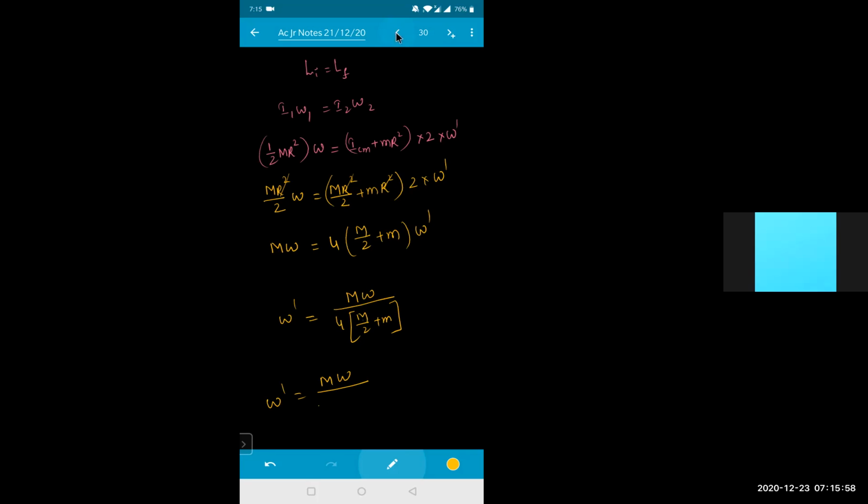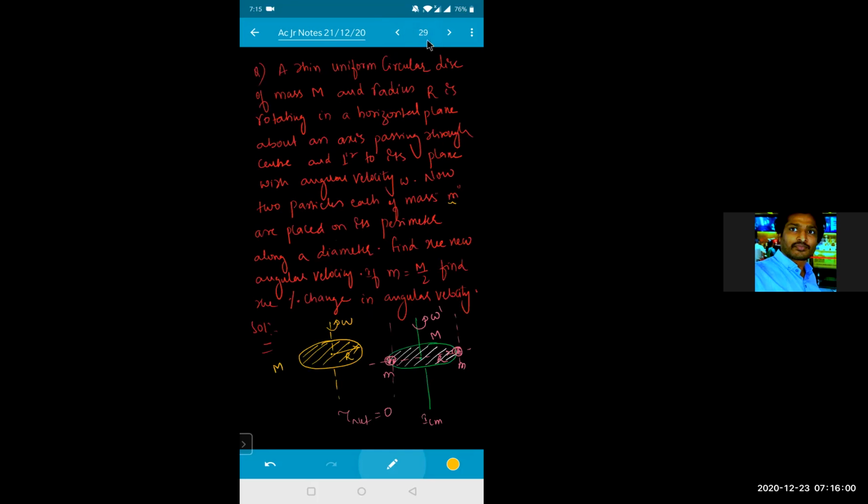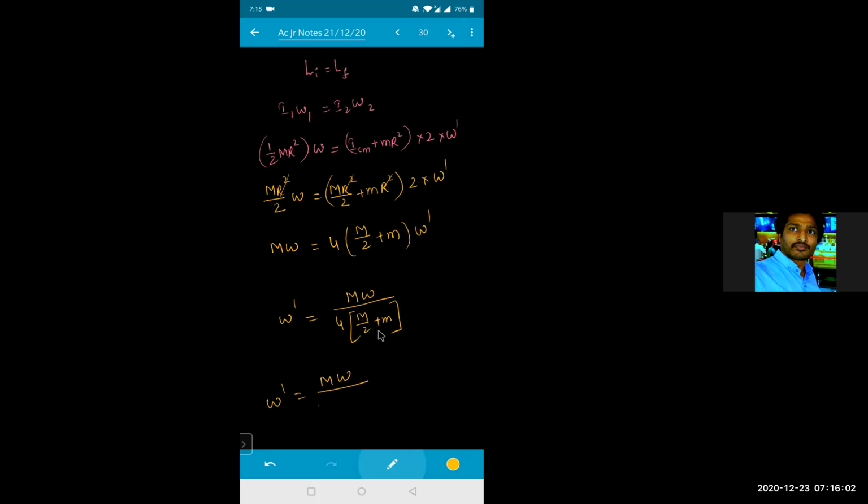Small m value is given as how much? M by 2. That means M by 2 plus M by 2 is how much? M only. So that will be equal to 4 times of M. That means M, M cancelled. So this will become omega by 4. Am I doing correct?